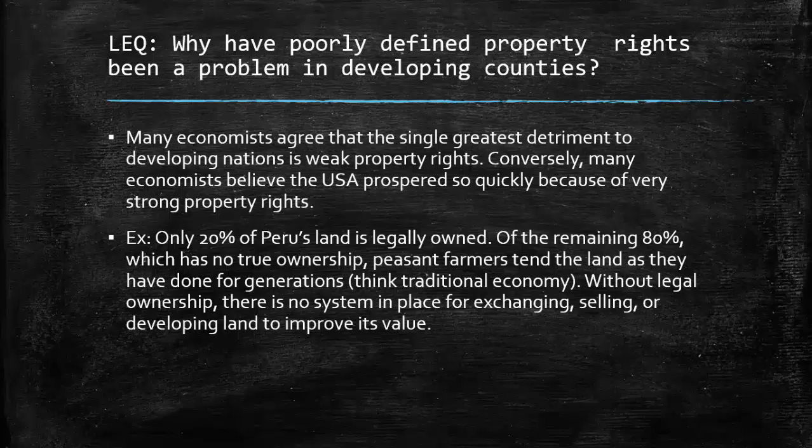Peasant farmers tend the land as they have done for generations. Think about a traditional economy. Without legal ownership, there is no system in place for exchanging, selling, or developing land to improve its value. So again, guys, out of everything we just mentioned, people who are far smarter than I when it comes to economics believe that poor property rights is the single greatest detriment.